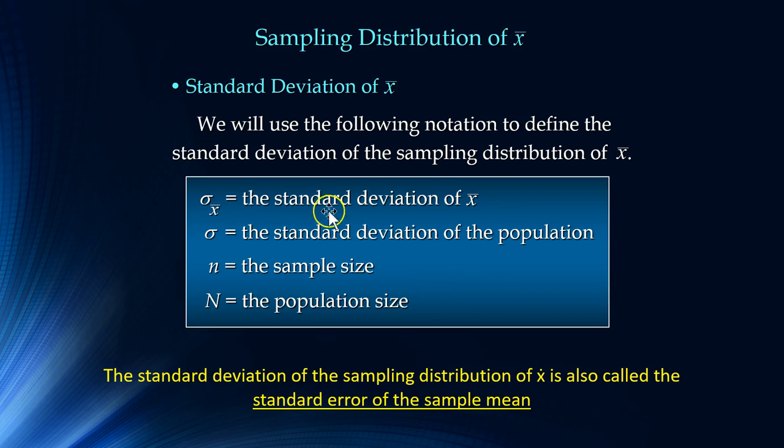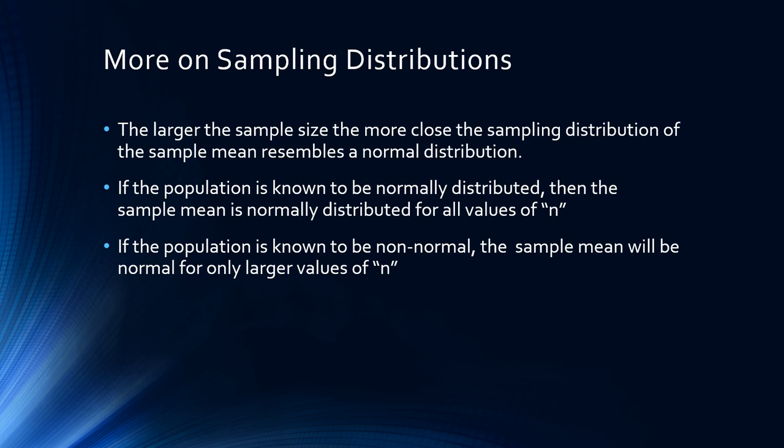You'll also hear me say that the standard deviation of X̄ is also the standard error of the sample mean. Okay, those two terms are interchangeable. So the larger the sample size, the closer the sampling distribution will be to the sample mean, the actual population mean. And if you think about it, that makes sense.